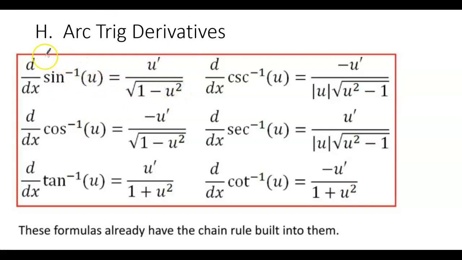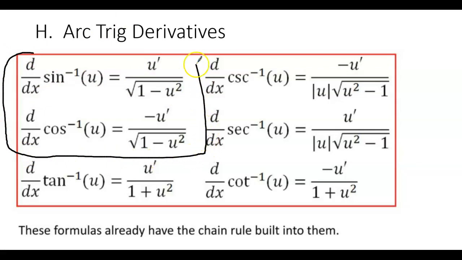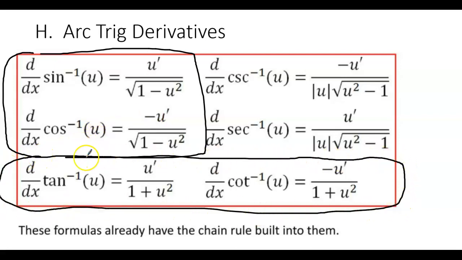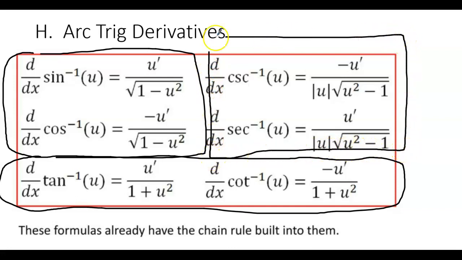Something to take note of is that sine and cosine are almost identical. The only difference is that cosine is negative. That relationship holds also for tangent and cotangent. They're identical. The difference is that cotangent has a negative on it. And also for secant and cosecant, they're identical. It's just they have opposite signs.